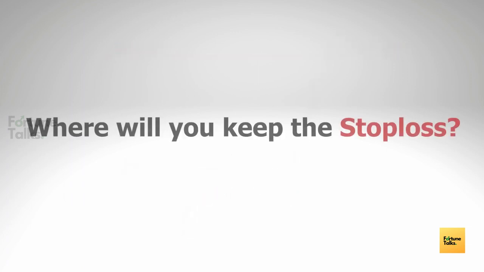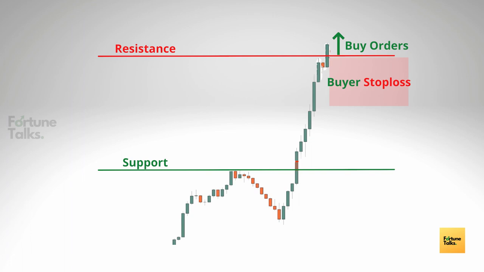Now this is where the twist in the plot comes. Where will you put your stop loss? Now because you are taking a breakout trade, it is pretty obvious that you will put your stop loss under the resistance or maybe in the middle of the range or somewhere in that close vicinity.